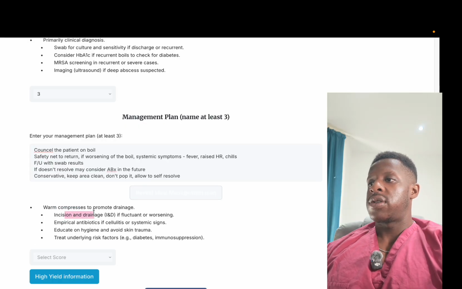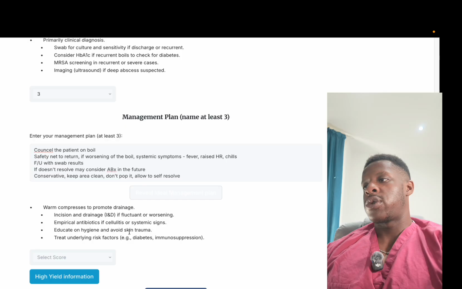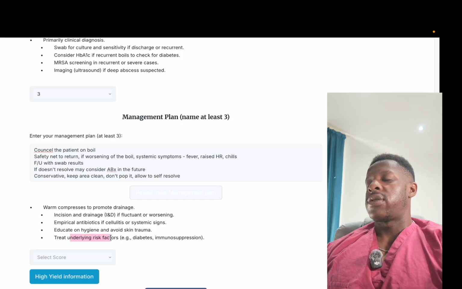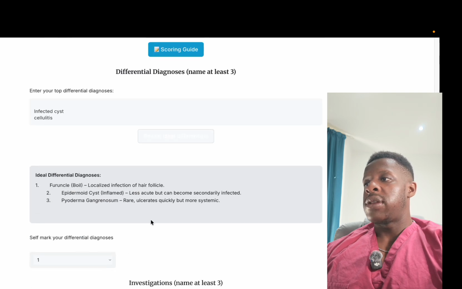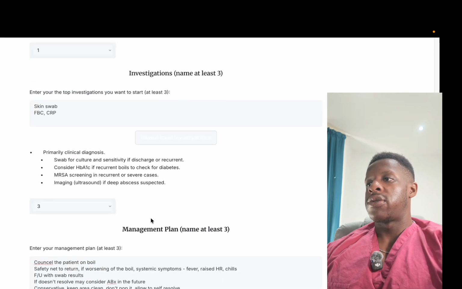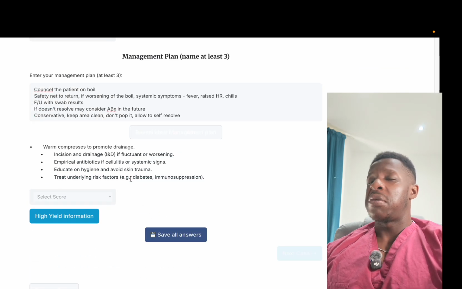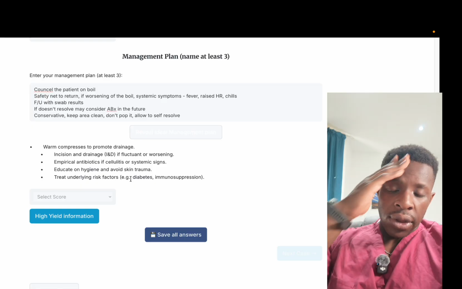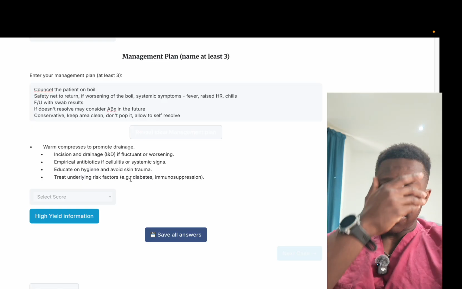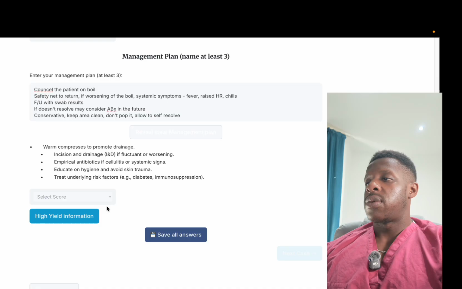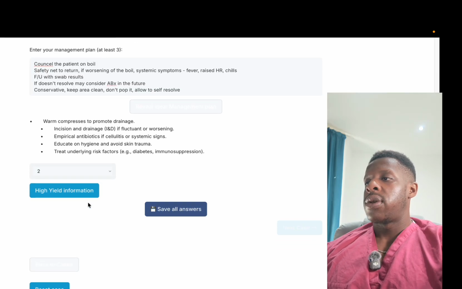Well, I'm going to consider drainage. Incisional drainage is a good one. Empirical antibiotics for cellulitis with systemic signs, educate on hygiene and avoid skin trauma, which I said, and then treat underlying risk factors. Okay, so this is a really good one, because it could be he has diabetes or immunosuppression that's causing this, so a good thing to treat, maybe refer to GP if you're suspecting things like diabetes. Incisional drainage as well, say 2 for that one.